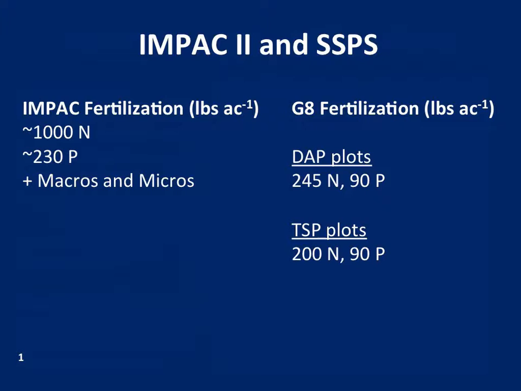So in the first rotation, IMPACT received about 1,000 pounds of nitrogen over the course of the rotation. These studies were set up to try to estimate the overall biological potential for loblolly pine, and 230 pounds of phosphorus, so quite a bit of phosphorus as well, and then also a continuous supply of macros and micros. And the SSPS, which was previously called G8, received about 250 pounds of nitrogen, 90 pounds of phosphorus, and it received that either as DAP or TSP. In the case of TSP, nitrogen was added later as urea.